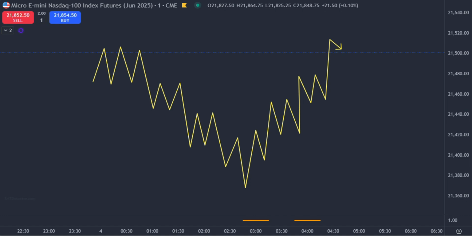Now, the market is either going to go into a buy program or into a sell program. And it's our jobs as traders to analyze the situation.